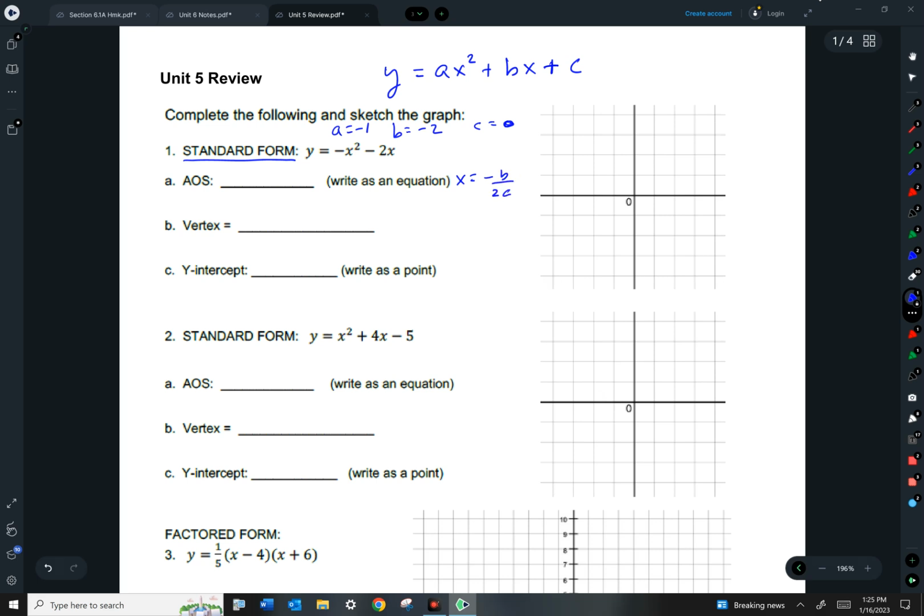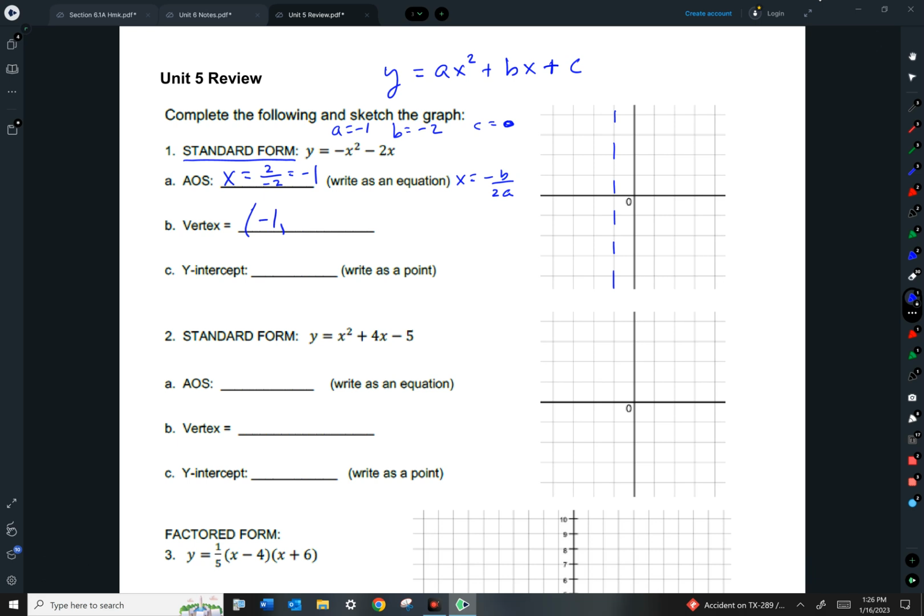b over 2a. So in this case, it's going to be x equals, if b is negative 2, then negative b is positive 2, and then 2a, 2 times negative 1, would be negative 2. So the axis of symmetry is actually x equals negative 1. And what that means is there's this kind of imaginary vertical line over here at negative 1, right? And we know the vertex is going to be on that line. So I know the vertex is negative 1 comma something, because that comes from the axis of symmetry.